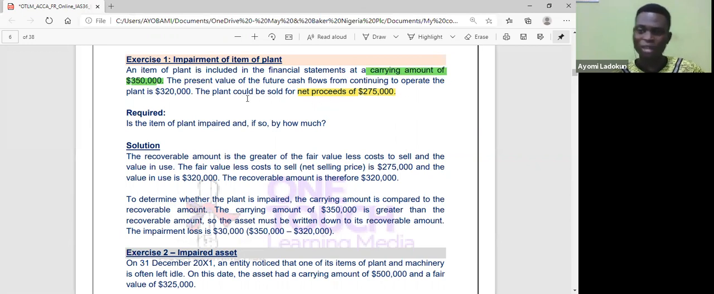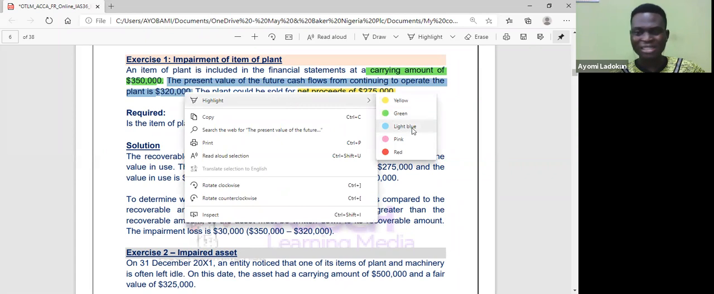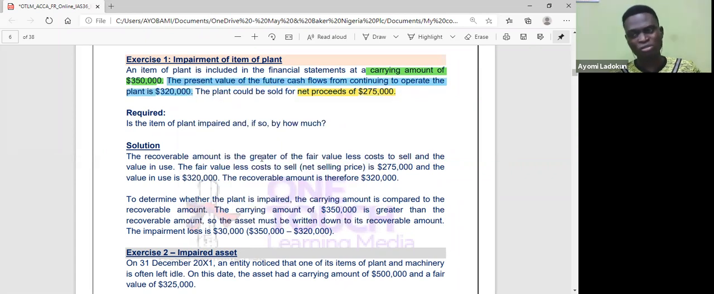Now I need value in use, future cash flows that I need to discount to present value. So the present value of future cash flows from continuing to operate the plant is 320. Can you see? He has discounted it for me, so I don't need to struggle. So I look at 320 and 275. Which one is higher? Obviously, 320 is higher. That becomes my recoverable amount.